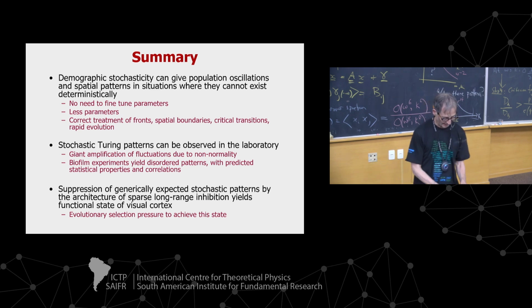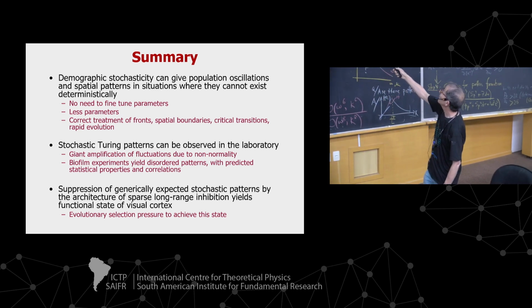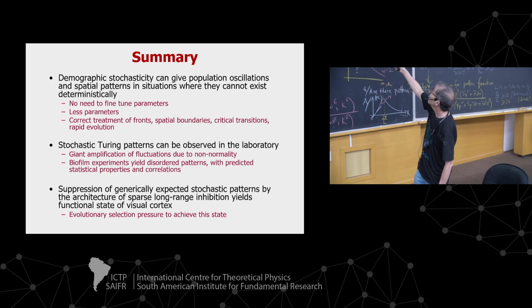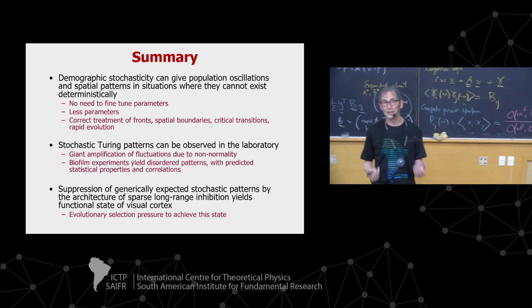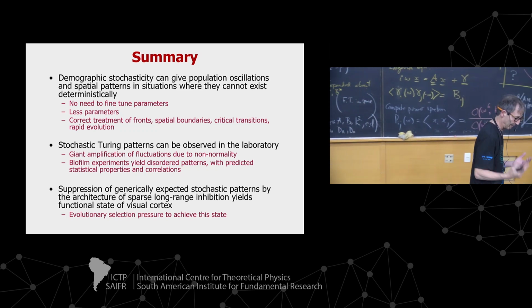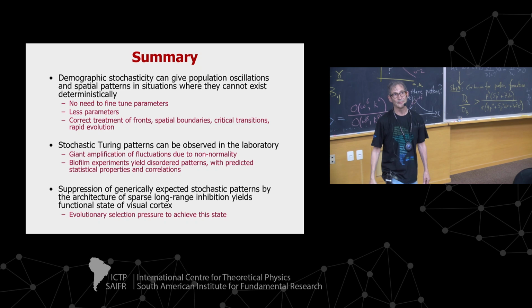Here's my summary. Demographic stochasticity can give population oscillations and spatial patterns where they cannot exist deterministically. You don't need fine-tuning; there are fewer parameters. You get a correct treatment of fronts, spatial boundaries, and critical transitions. I didn't talk about rapid evolution; that's the hands-on project. Stochastic Turing patterns can be observed in the laboratory, and suppression of generically expected stochastic patterns by the architecture of sparse long-range inhibition yields a prediction for what would be the functional state of the visual cortex, subject to evolutionary pressure and the developmental plasticity of the visual cortex. So, okay, that's it. I'm done.